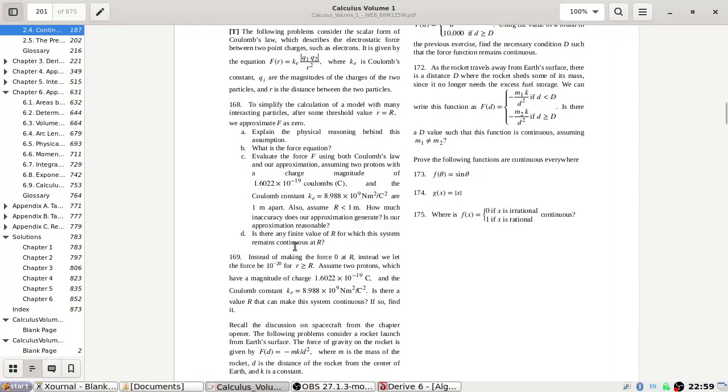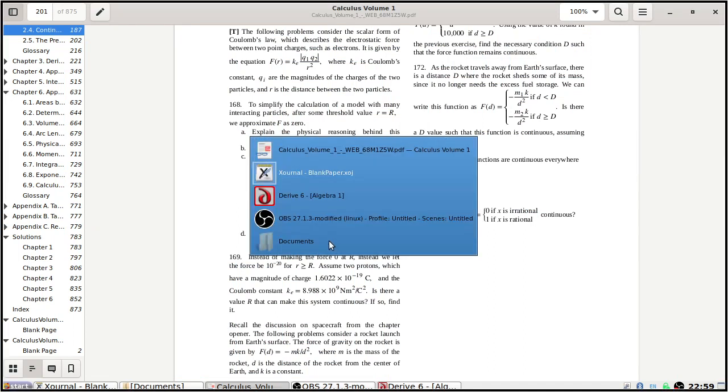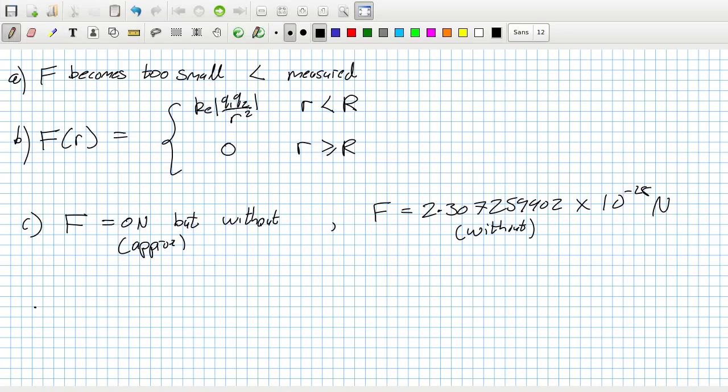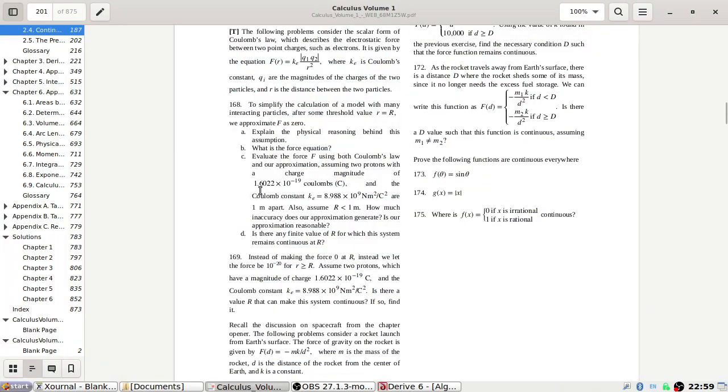Okay. Is there any finite value of R for which this system remains continuous at R? No, we can't. Because if we look at the graph, what's going to happen is we'll get a graph like this, and it's always going to jump. There'll always be a jump.